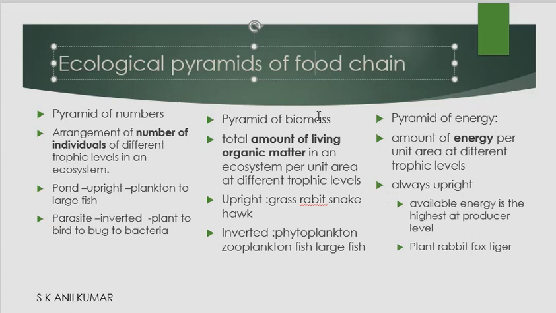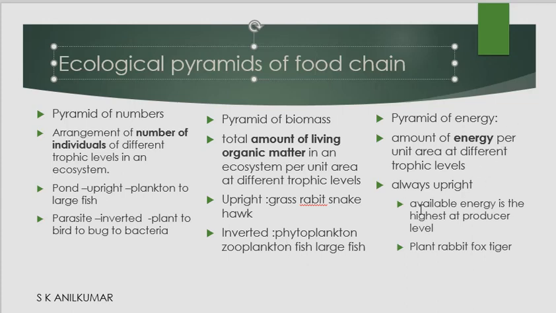So when we talk about biomass, in an upright model, grass is eaten by the rabbit, the rabbit is eaten by the snake, and the snake is eaten by the hawk. This is an upright model. While in the inverted model, we have phytoplankton eaten by zooplankton, which is eaten by fish, which is eaten by large fish. Inverted model. In energy, there are no two models, there is only one model.